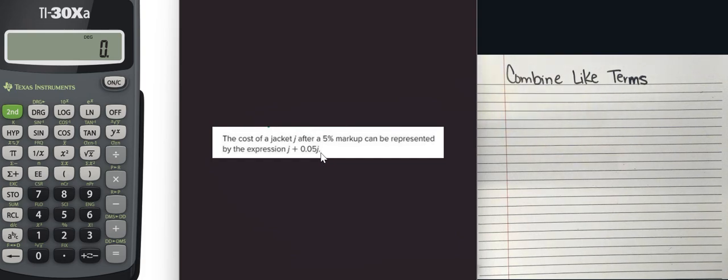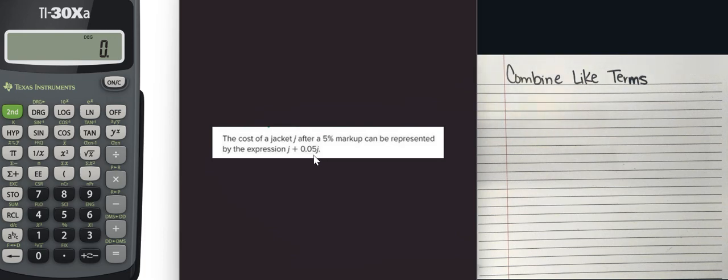So the first one is a term. Anytime that we are using addition or subtraction to separate quantities or variables, we call that a term. So in this expression, we actually have two terms, J, and then we have 0.05J. Now, what we're going to be able to do is use like terms.